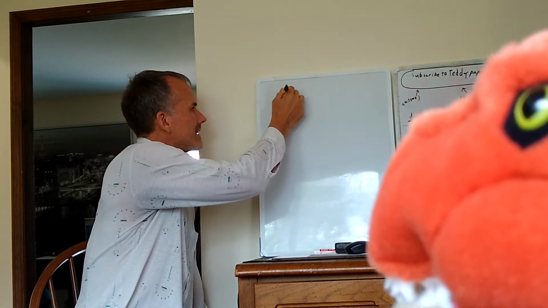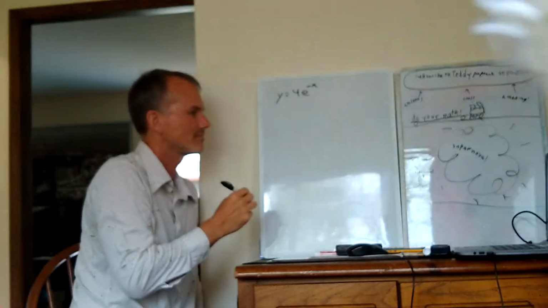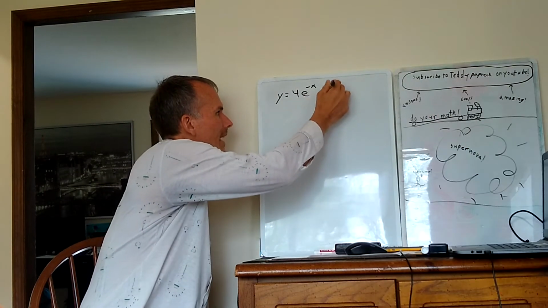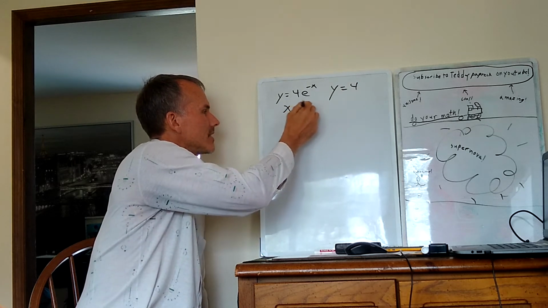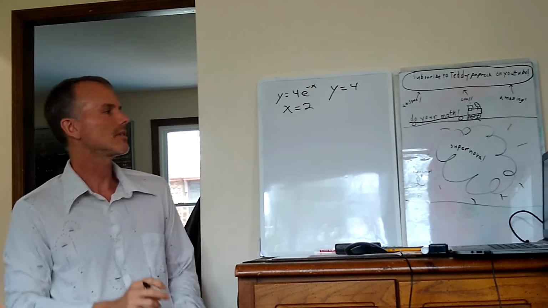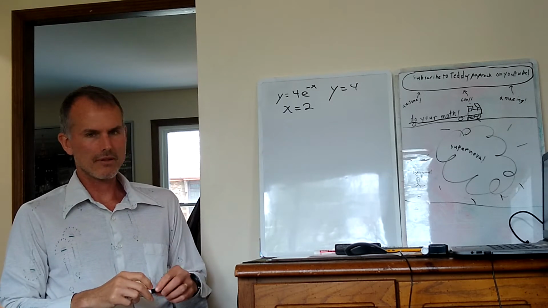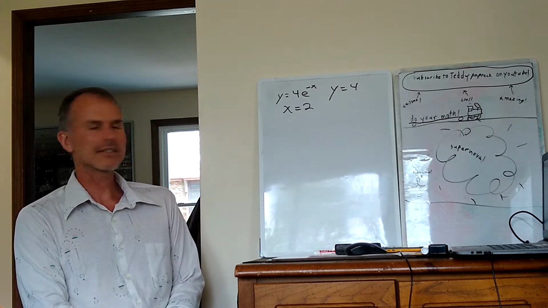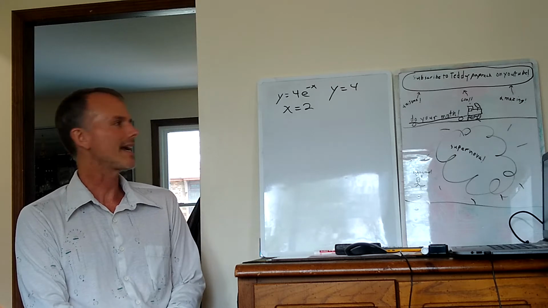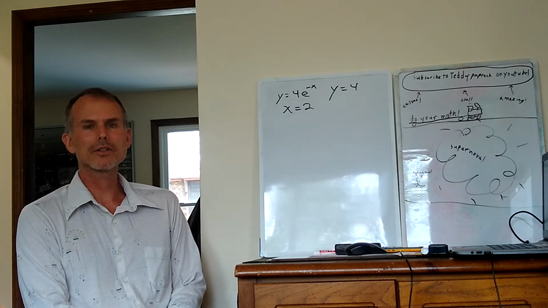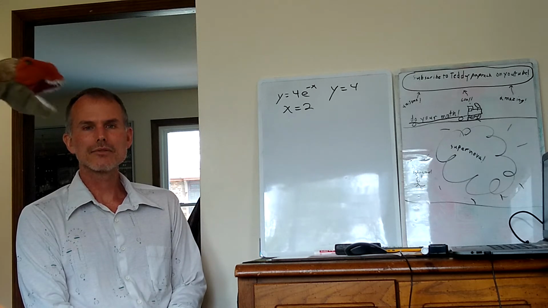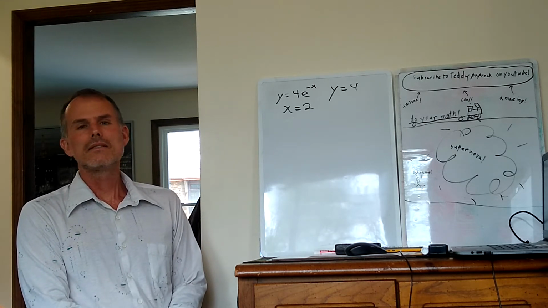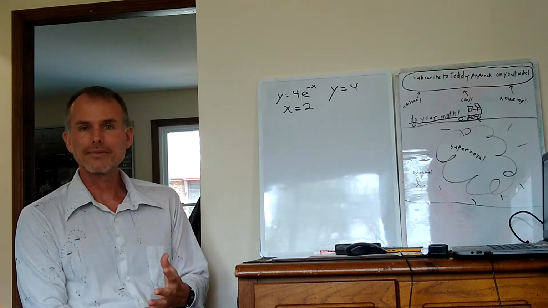The first one is y equals 4 times e to the negative x. The next one is y equals 4. And the last one is x equals 2. So there's a region on a graph bounded by those 3 curves. I know 2 of them are lines, but we'll call them curves. The first thing always to do is to draw the region in question.